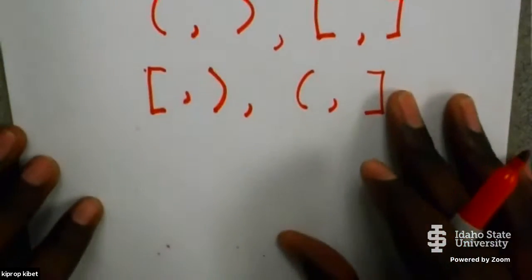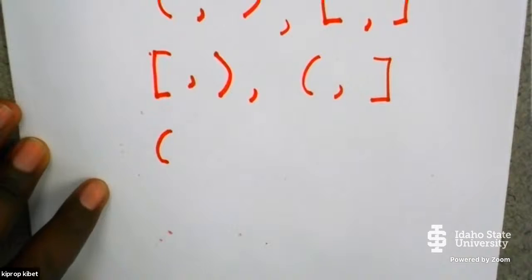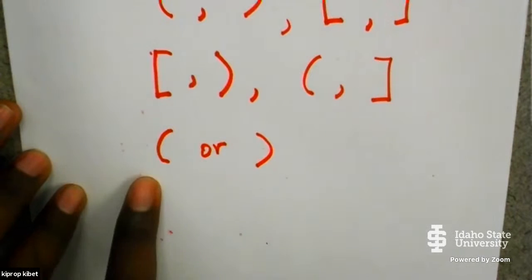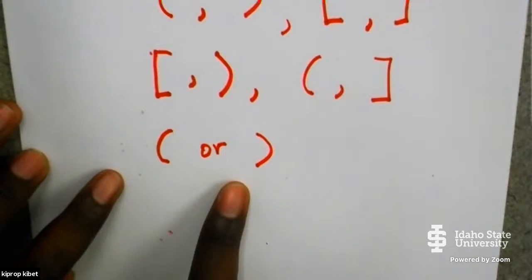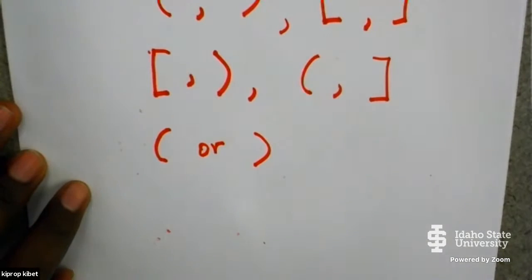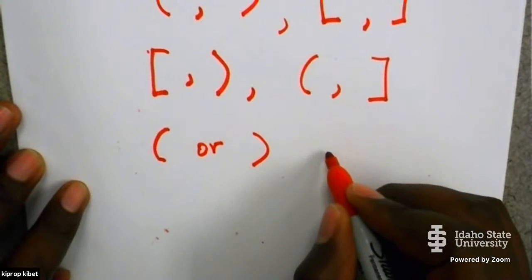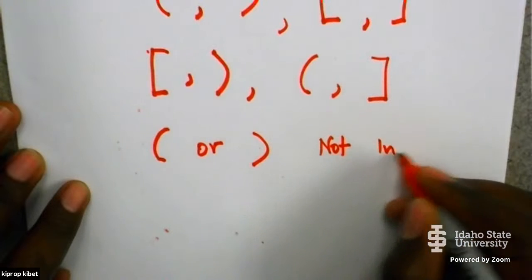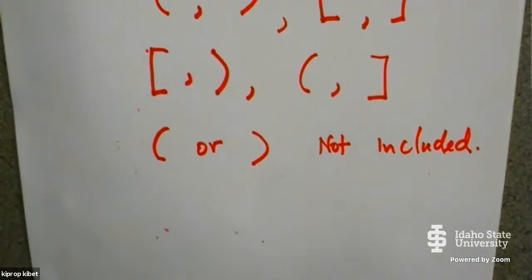Now, these brackets, what do you call them? Parentheses, yeah. This one and this one show that the values are not included. So you're not including that value there.